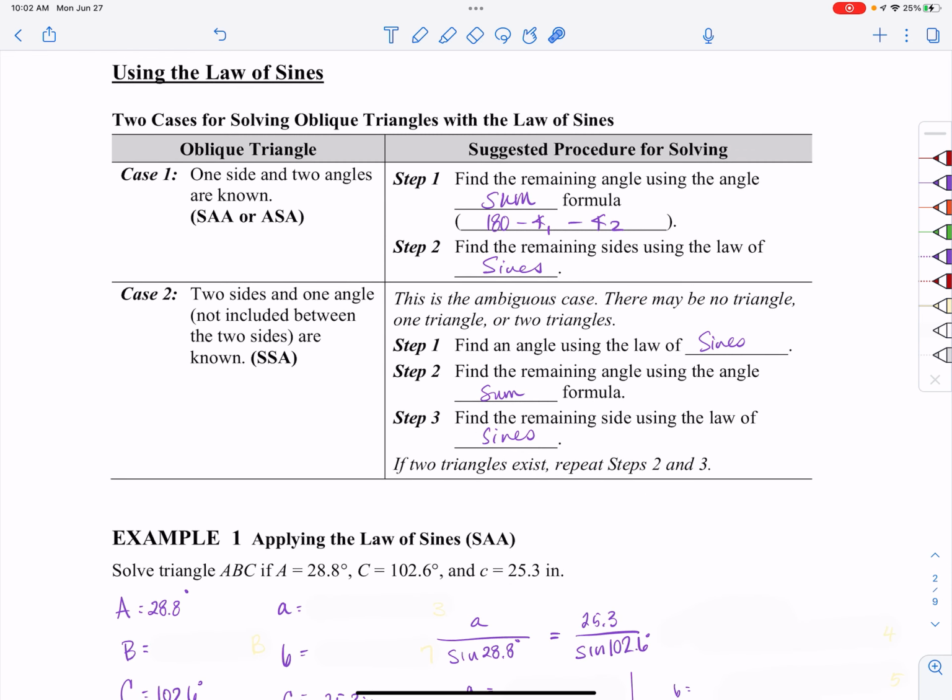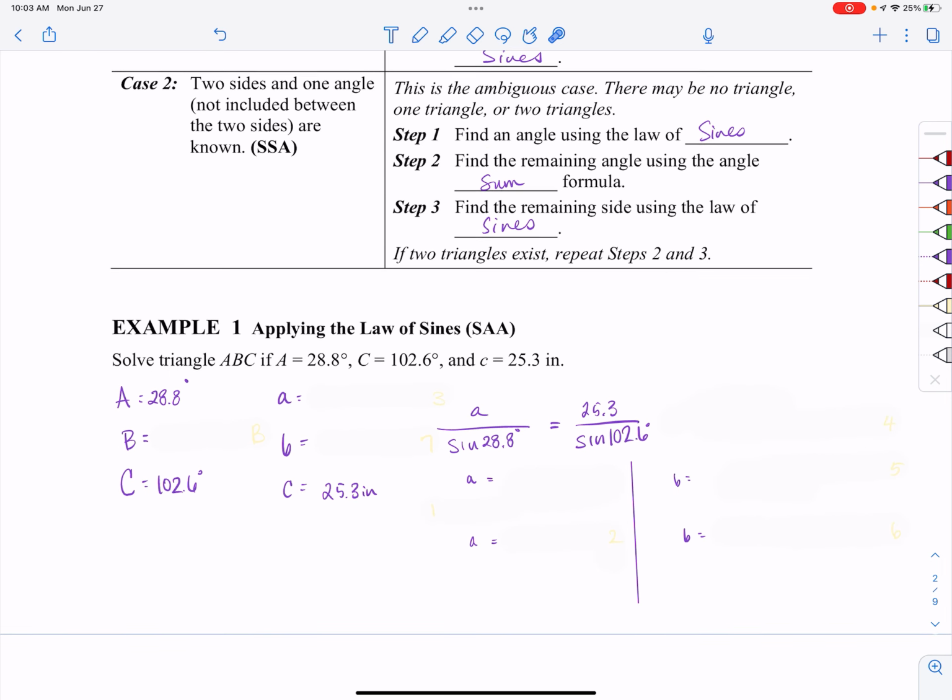All right, so for the two cases that we use for the law of sines, case number 1 is where I have 2 angles and a side. And so what you need to do is you want to find the third angle, and you're just going to use the angle sum formula. You know that all angles in a triangle add up to 180. So you'll just take the 2 angles that you do know, subtract them from 180, and then you can find your missing sides using the law of sines. So step number 1, find your third angle. Step number 2, find your sides using the law of sines.